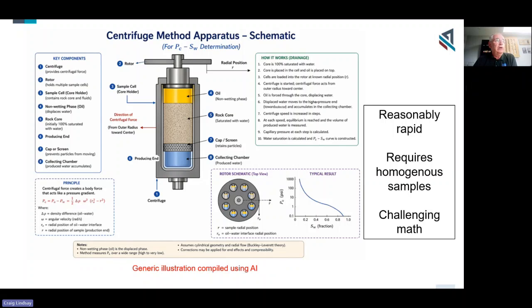The rotational speed of the centrifuge can be converted mathematically into a pressure: buoyancy pressure, capillary pressure. The downside of the centrifuge is that the mathematics is quite complex. You really need quite a uniform sample. You have radial effects. There are quite a few things which can complicate the analysis of data. It's reasonably rapid, but as I say, challenging maths.